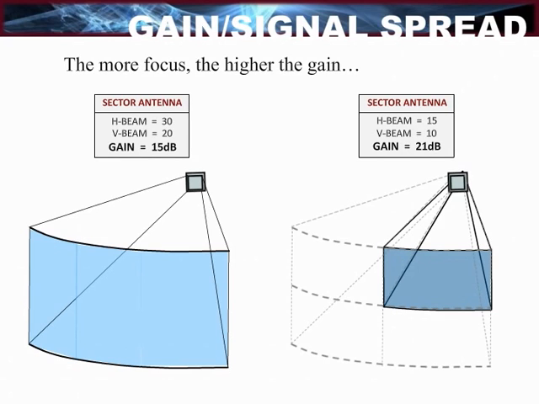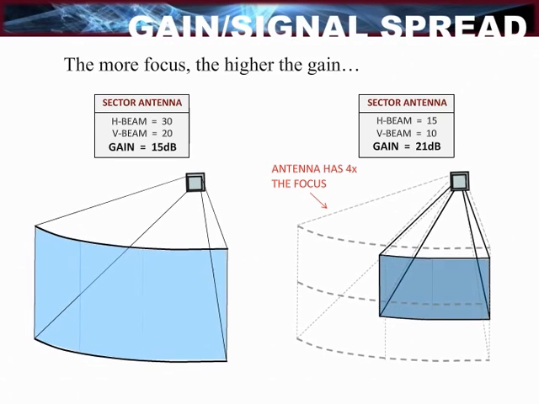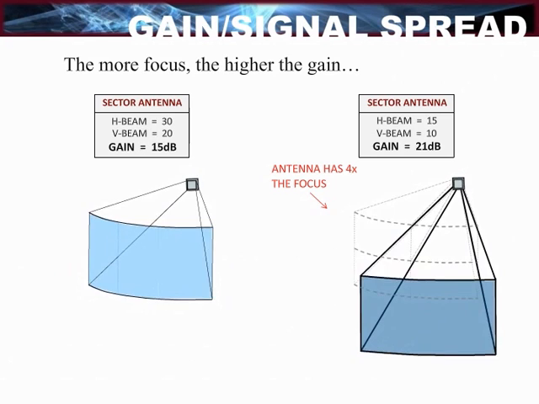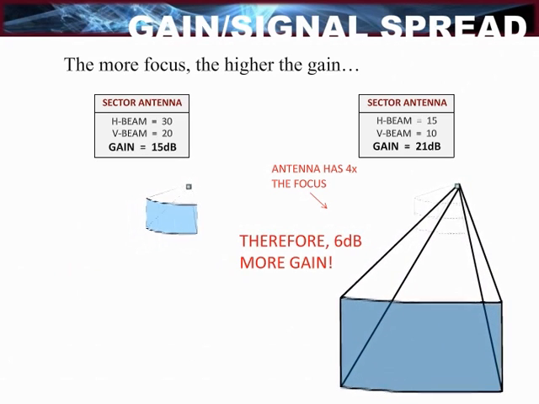Here we have a similar example except with sector antennas. The sector antenna on the left has a horizontal beam width of 30 degrees and a vertical beam width of 20 degrees and an overall gain of 15 dBi. The sector antenna on the right has a horizontal beam width of 15 degrees and a vertical beam width of only 10 degrees. Its gain is 21 dBi. Where doubling the focus increases the gain by 3 dBi, 4 times the focus increases the gain by 6 dBi.